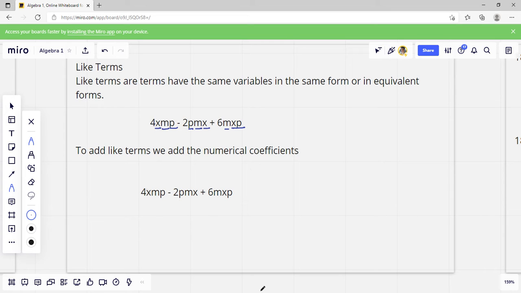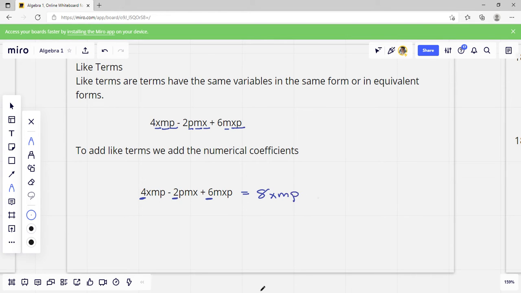To add like terms, we're just going to add the coefficient. Remember, the coefficient is the number part, right? So we have 4xmp minus 2xmp plus 6xmp. It's like adding apples and oranges, right? So if we did 4 minus 2 would be 2. 2 plus 6 equals 8. But it's not just 8, it's 8xmp.